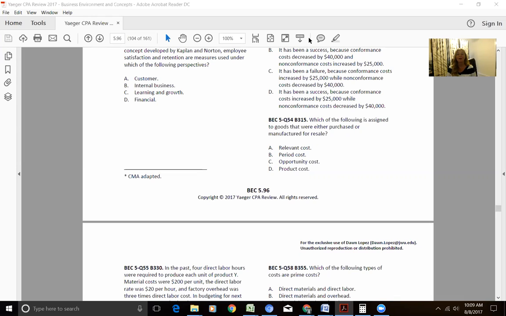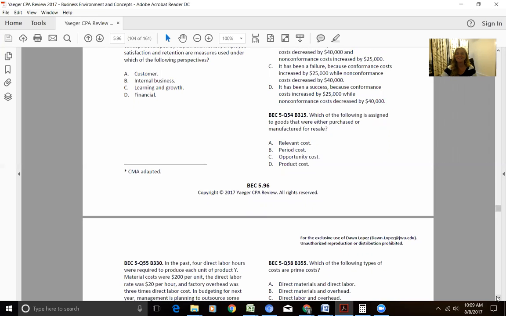Manufacturing costs are product costs. It includes direct materials, direct labor, and then factory overhead. And by the way, opportunity costs, those costs represent the next best alternative. Hopefully you got that one right. It wasn't really too difficult. Let's take a look at the next question.